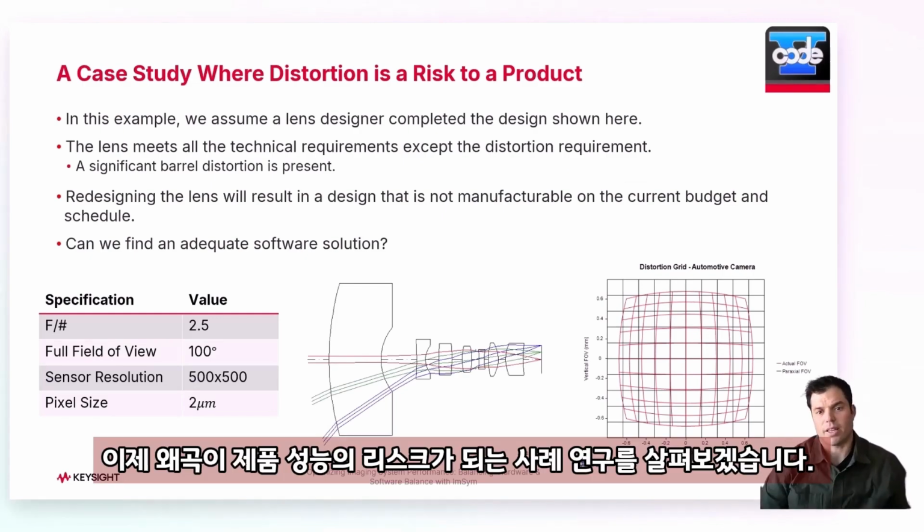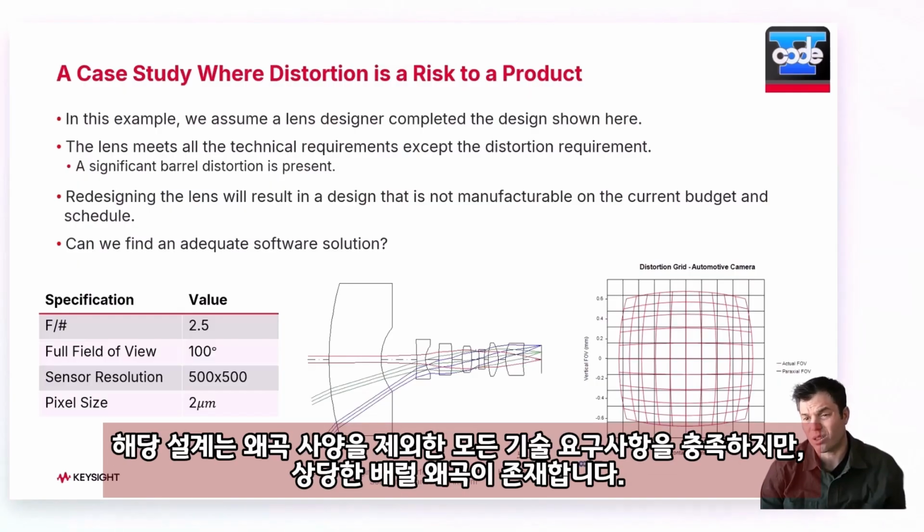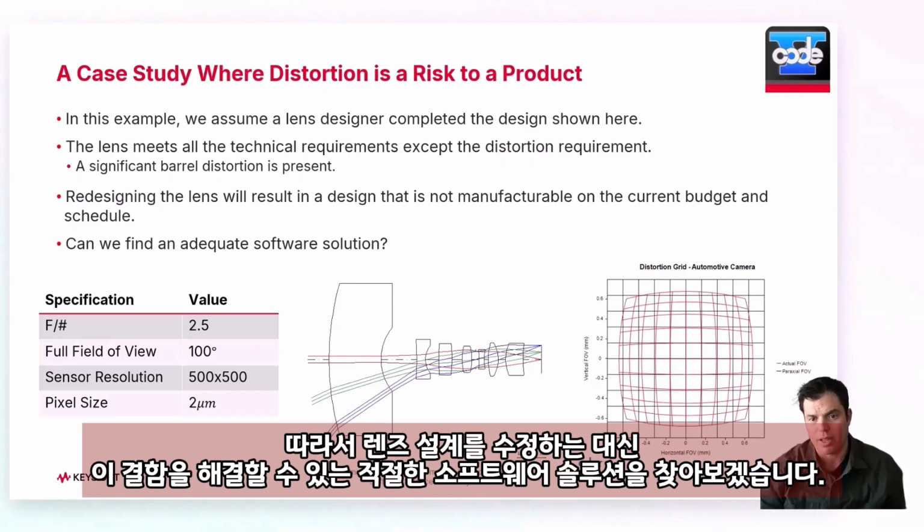So now let's look at a case study where distortion is a risk to the product. In this example, we assume that the lens designer completed the design shown below. This design meets all the technical requirements except a distortion specification, which in this case shows significant barrel distortion. However, upon evaluation, let's assume that redesigning the lens will result in a design that is not manufacturable on the current budget or schedule. So, instead of going back and revising the lens design, let's see if we can find an adequate software solution to address this deficiency.